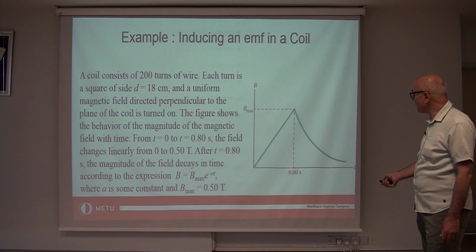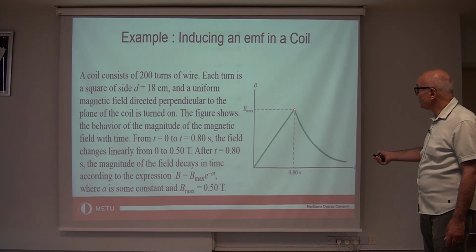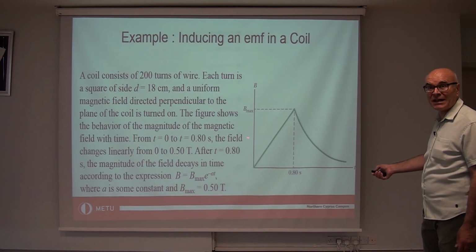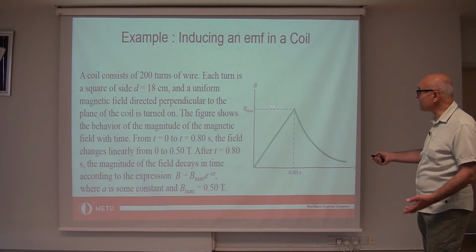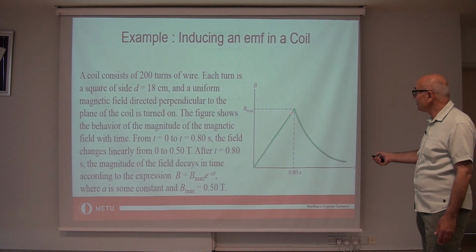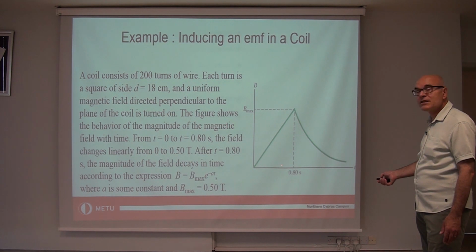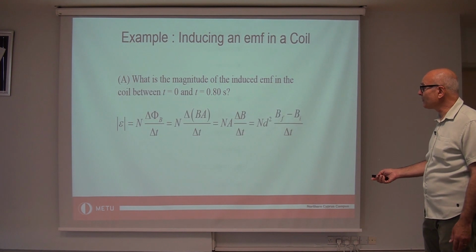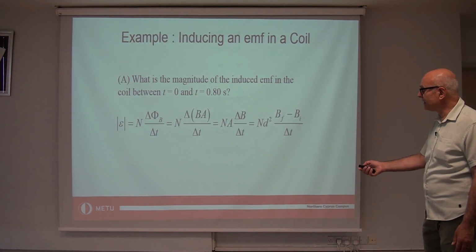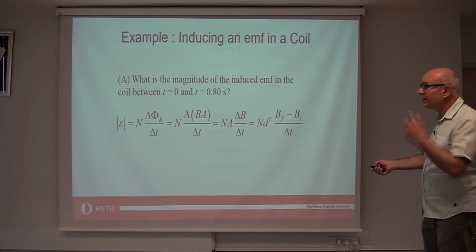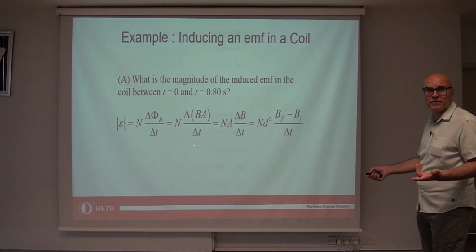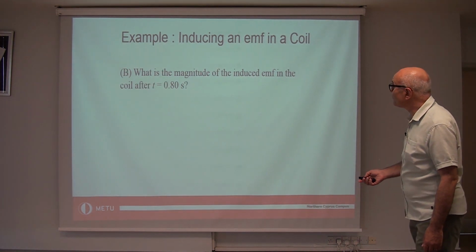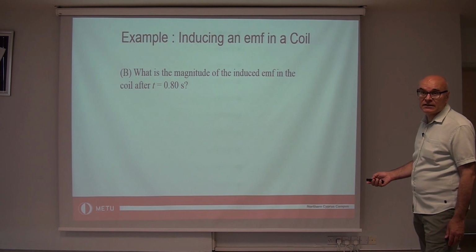you have 0.5 and 0.8, here 0, 0. So the slope will be 0.5 divided by 0.8 multiplied by t. So the equation of this line, B as a function of t, will be 0.5 divided by 0.8 multiplied by t in this case. And when you take its derivative in dΦ/dt rather than dB/dt, you will get exactly the same thing. You will get the slope, which is this. And it's a constant.